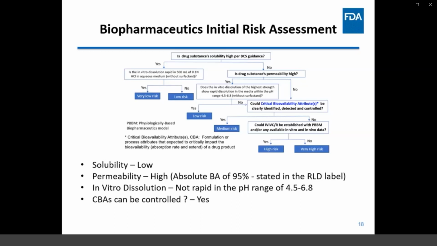Based off the information that was provided in the pharmaceutical development report, there were a number of critical bioavailability attributes identified as well as controlled within the drug product manufacturing and formulation process. Therefore, this would be identified as a medium risk.